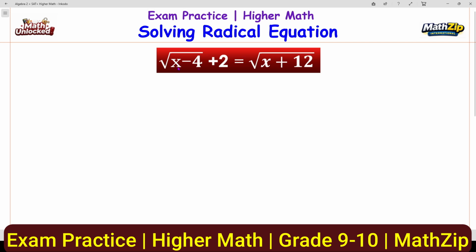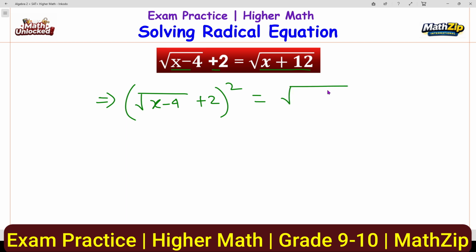√(x − 4) + 2 = √(x + 12). We are going to solve this radical equation. First, we can square both sides. (√(x − 4) + 2)², and here it is also the same, (√(x + 12))².